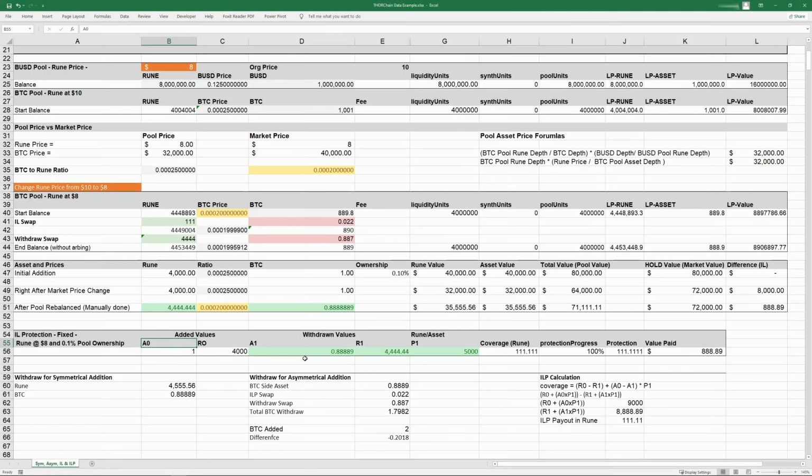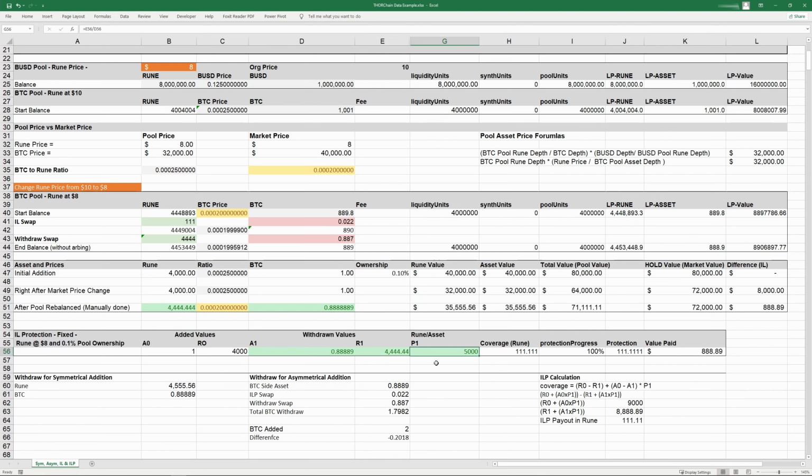So here we have what we initially added. We added one asset, which is Bitcoin, and then we added 4,000 Rune. This was actually the ratio at the time, so 4,000 Rune would buy one BTC. When we withdraw, we have this much assets, a little under one BTC, and this much Rune, and this is the ratio here. So I've tried to get A0, R0, that's basically 0, A1, R1, P1.